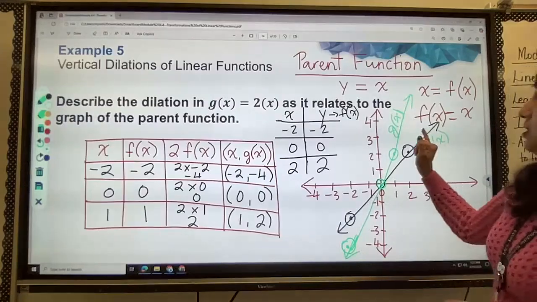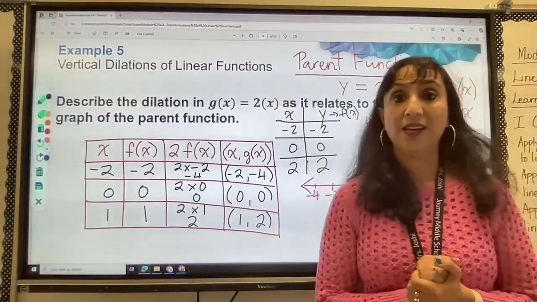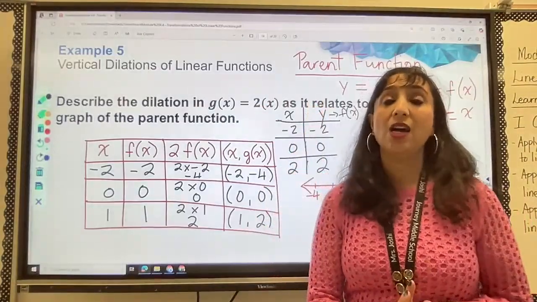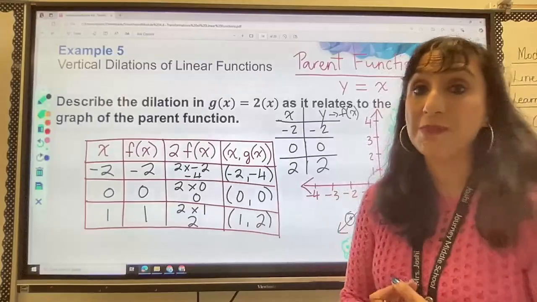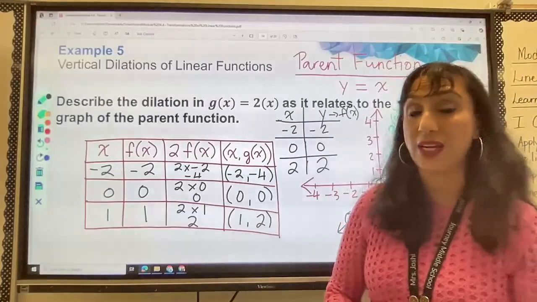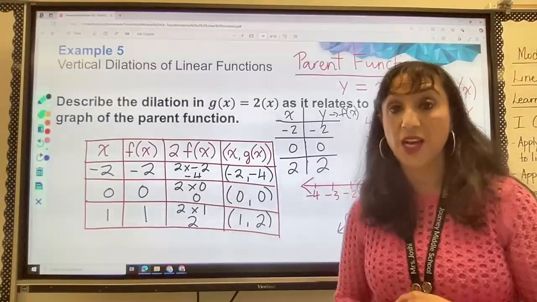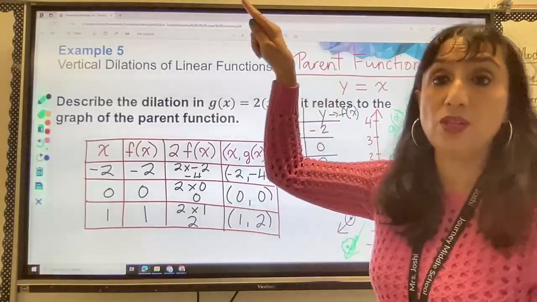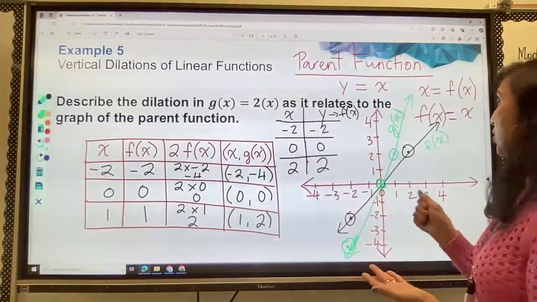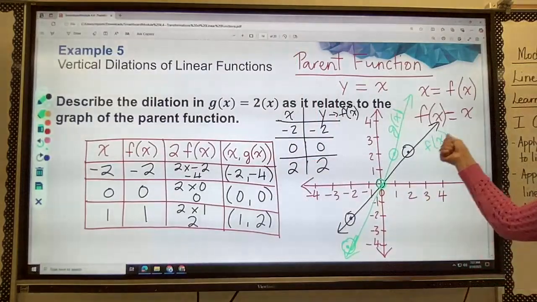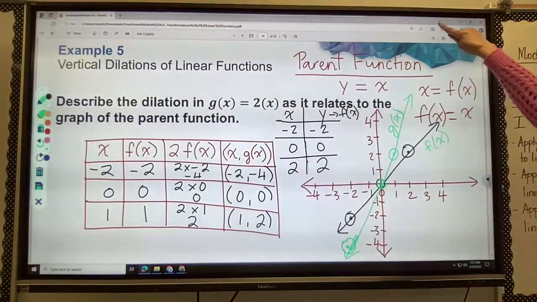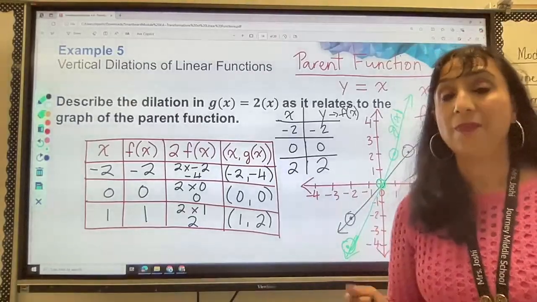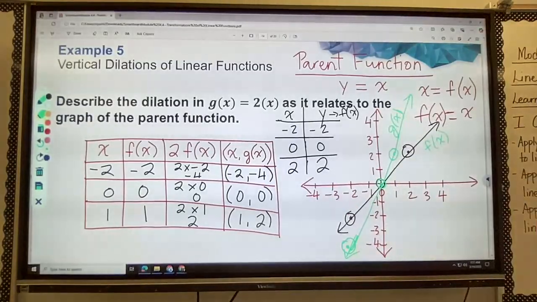If this was 10x, it would be even more steep, right? Because we would have 1 times 10 is 10, 2 times 10 is 20, 3 times 10 is 30. So think about how steep that slope is going to be compared to the original function f of x is equal to x. So it would be way steeper. It would be even steeper than 2x.